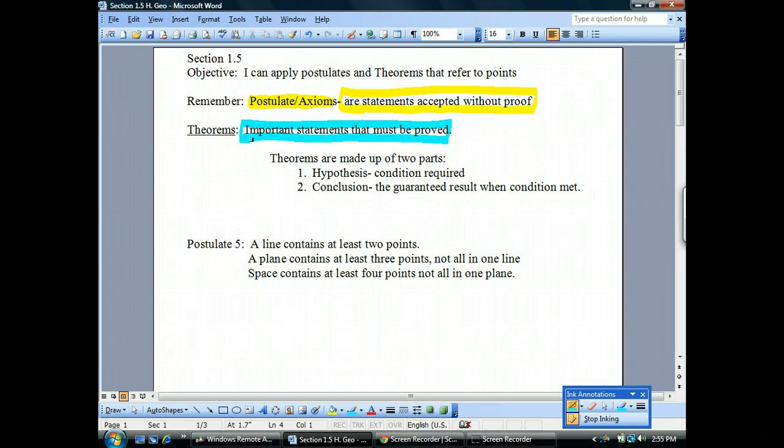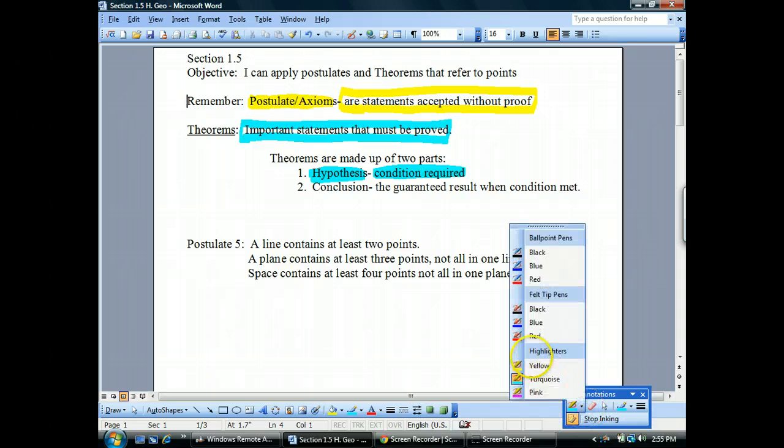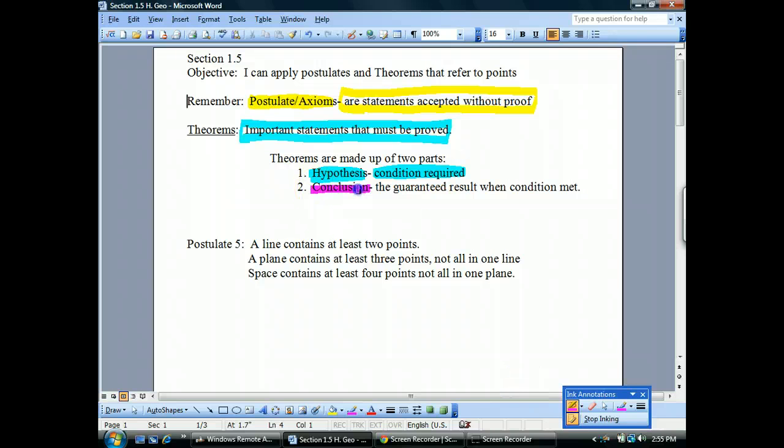Now, a theorem is made up of two parts. The first part is called the hypothesis, and that is the condition required. So it's if you have this certain condition. And then the second part is the conclusion. So if you have this certain condition, then you are guaranteed a certain result when the condition is met.